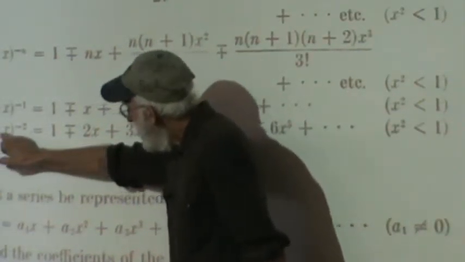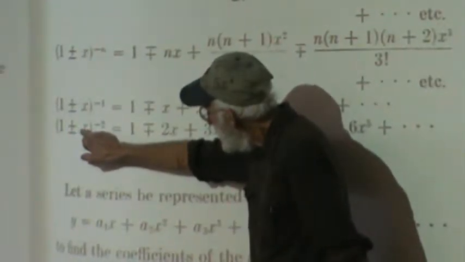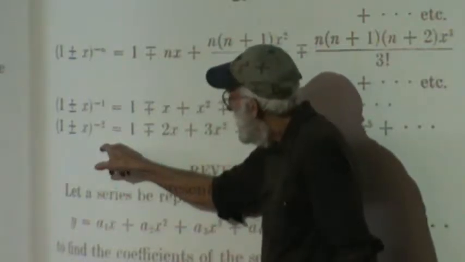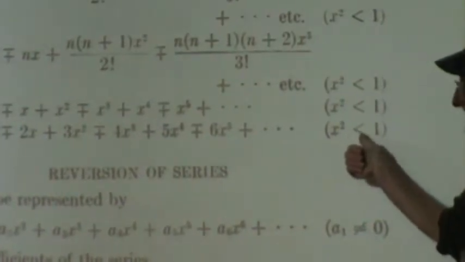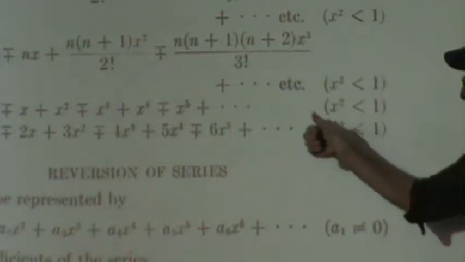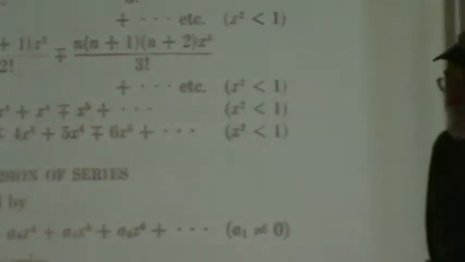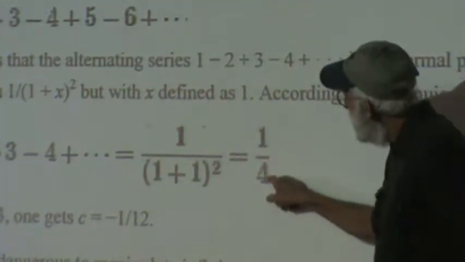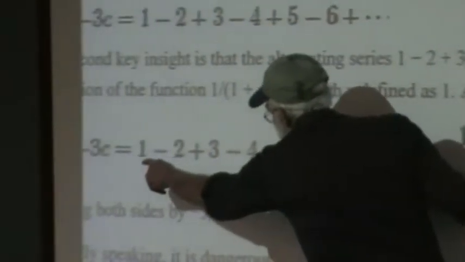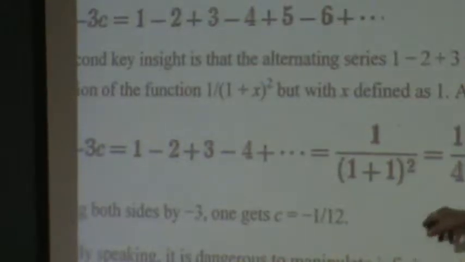This is the expression you replace it with: 1 plus x, all to the minus 2, and then just put x equals 1. We have a valid result as long as x squared is less than 1. If x squared is not less than 1, this is not going to converge, okay? So that's the condition. Well, that's what Ramanujan did. He replaced that whole series with that expression. So 1 over 1 plus 1 squared, well, 1 over 2 squared, you get 1 fourth. And so you have 1 fourth equals minus 3c. So you solve for c, and you come up with c is equal to minus 1/12.